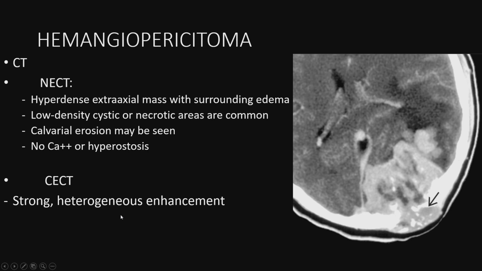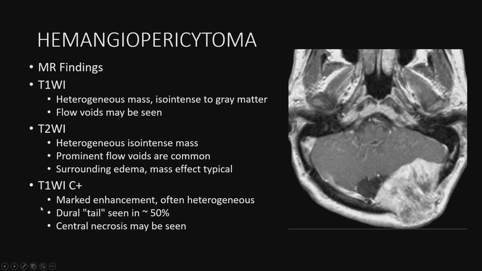We must consider a hemangiopericytoma when we have a lesion that mimics a meningioma that has atypical features like frank bone erosion and multiple flow voids. In MRI, in T1, we can see a heterogeneous mass, isointense to gray matter, with flow voids that may be seen. And in the T2 sequence, we have a heterogeneous isointense mass with prominent flow voids, with surrounding edema and mass effect typical. In a contrast MRI, we have a marked enhancement, often heterogeneous, and a dural tail is seen in 15%, with central necrosis that may be seen.